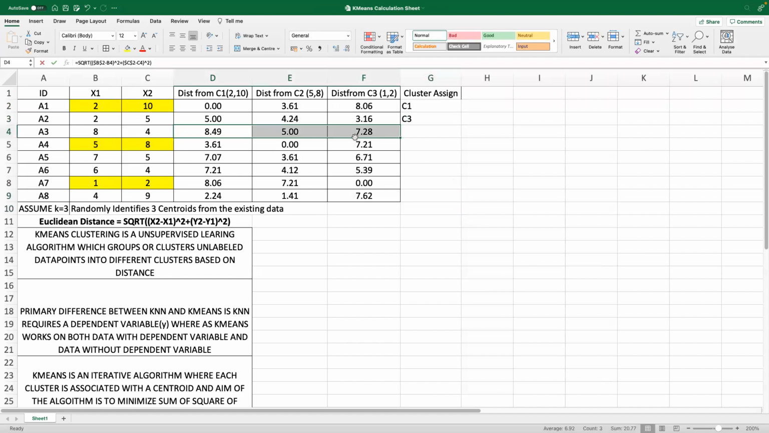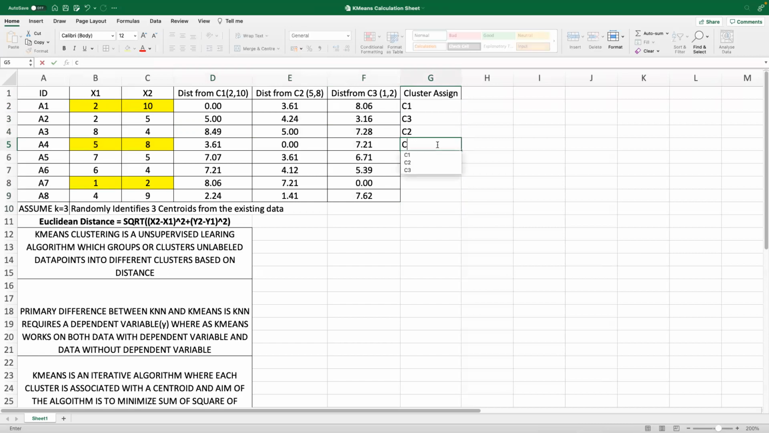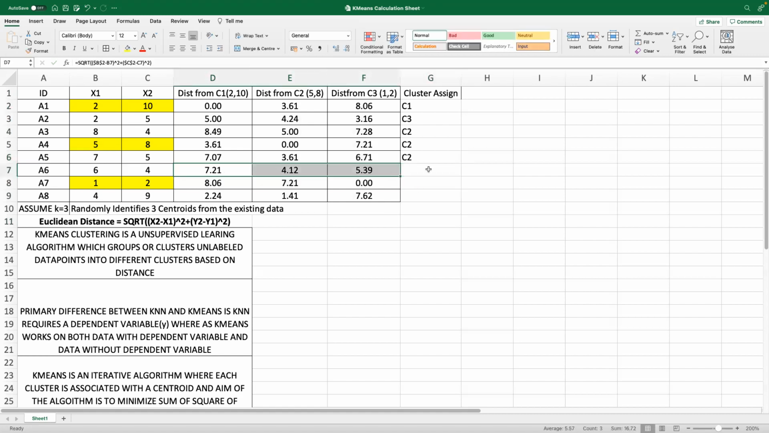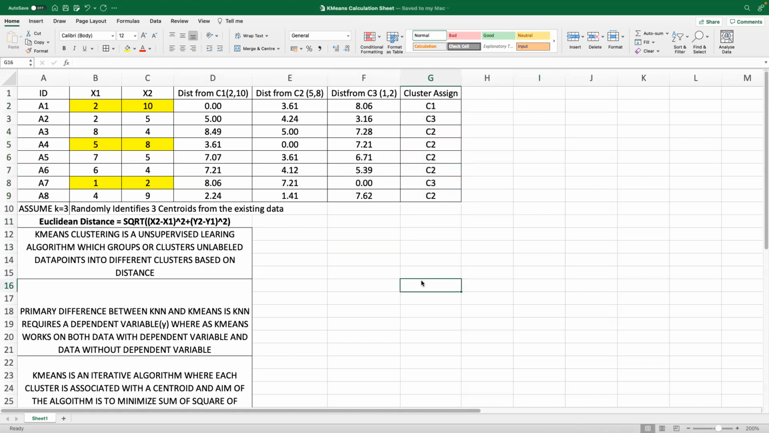What is the minimum among these three? C2 is the lowest. Minimum of these three, C2, because 0 is the lowest. Minimum of these three, again C2. Again C2. This is C3. This is again C2. These are the cluster assignments done based on the distance, least distance among the three.